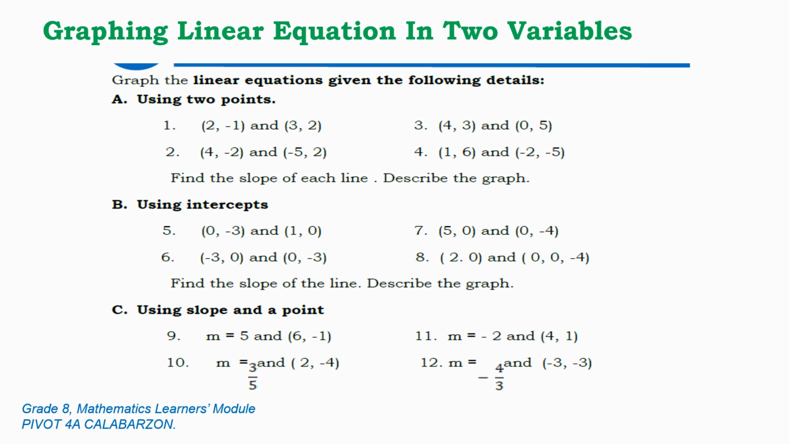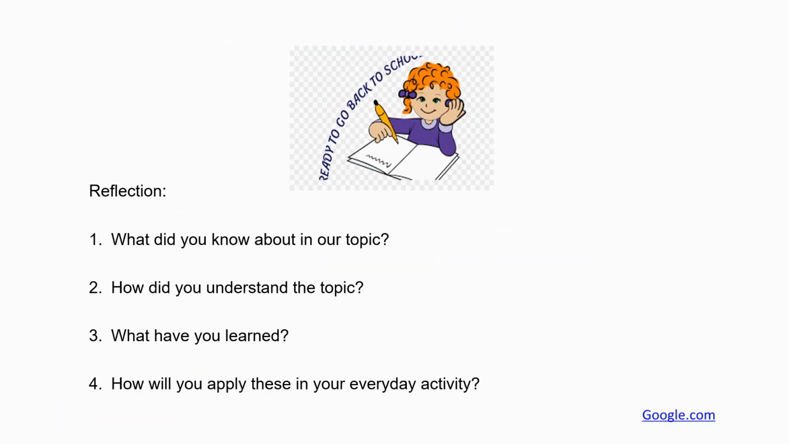Okay. At ito, linear equation given the following details using 2 points. Ayan. So, you are going to make an equation of line by using 2 points. Then, using the intercept, ayan, yung x over a plus y over b equals 1. So, use that. Using the slope and the point. So, the slope point. So, lahat yan, sundan nyo yung mga formula at kopyahin nyo yung paano ginagawa. Okay. So, masasagutan nyo po lahat yan.